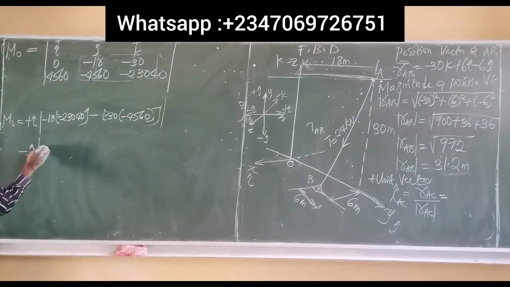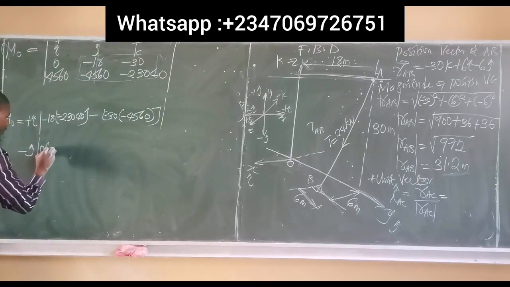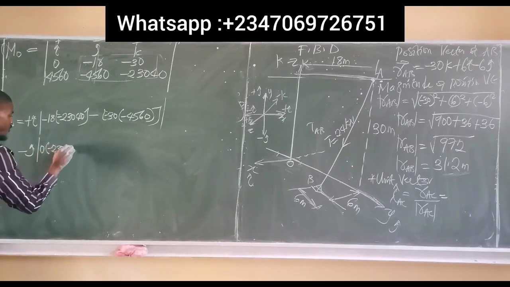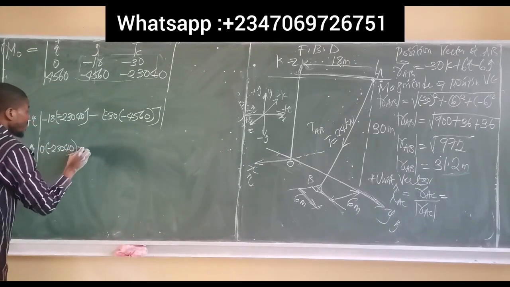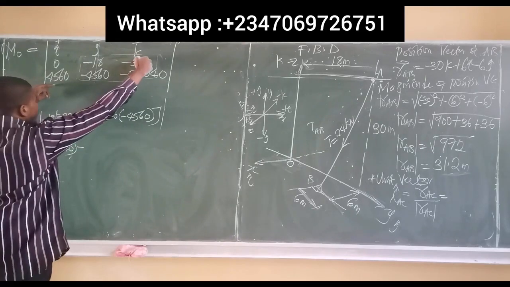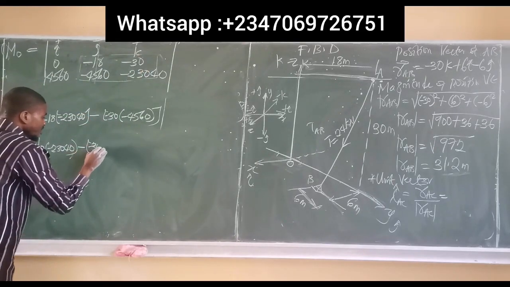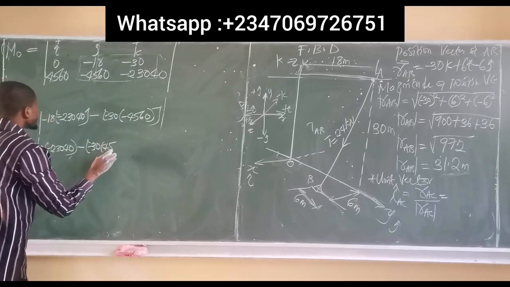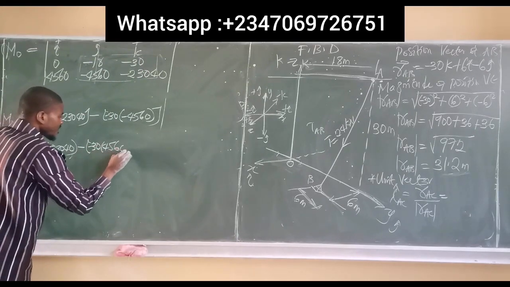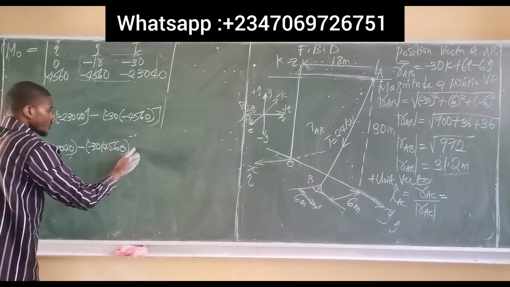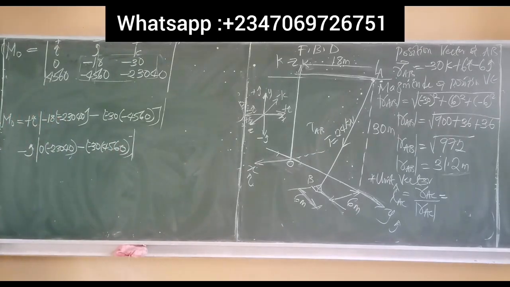Again, measure arm. So it becomes 0 times this. I have 0 multiplied by minus 23040. Measure arm minus the minor arm. Minor arm becomes minus 30 multiplied by 4560. So I have again minus 30 times 4560. Okay, I have this. So you form your determinant bar. That is it for the J.